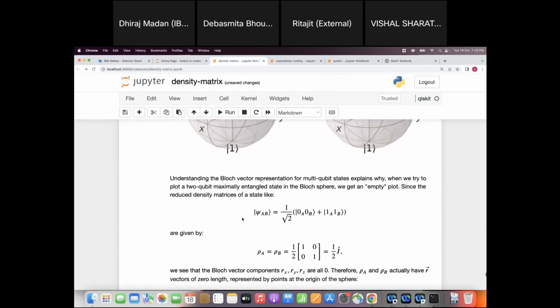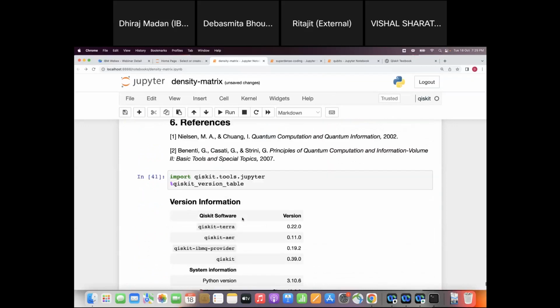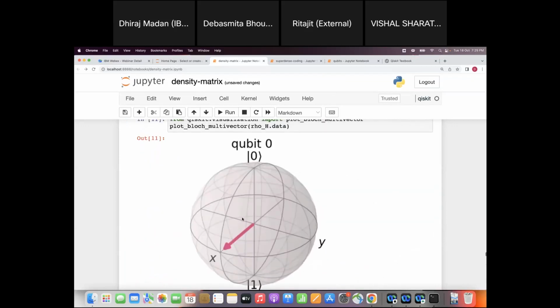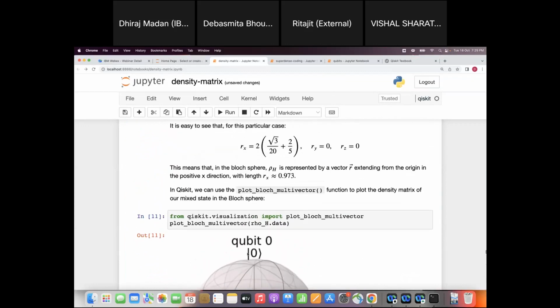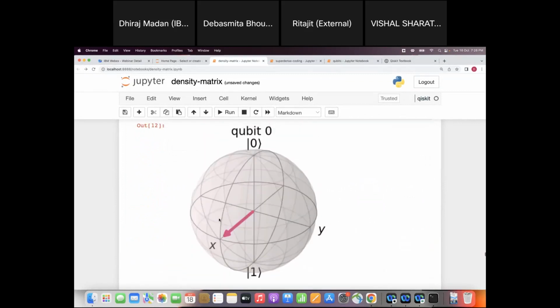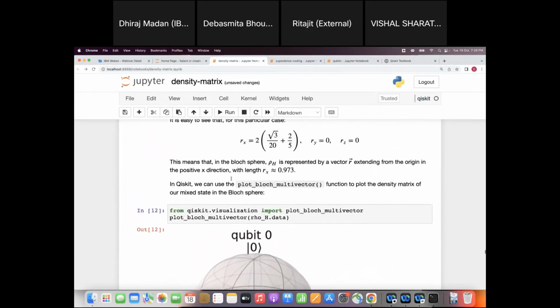These examples are on partial traces, and I will not go into too much detail. But let me show you how rho H will map over here.